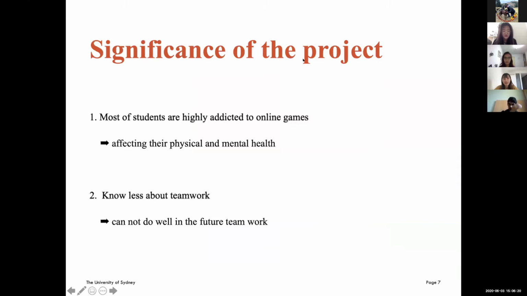Talking about the significance of our project, I think there are 2 points. The first point is most of the students are highly addicted to online games. It will affect their physical and mental health. And the last point is students know little about teamwork. It will cause them to not do well in future teamwork.